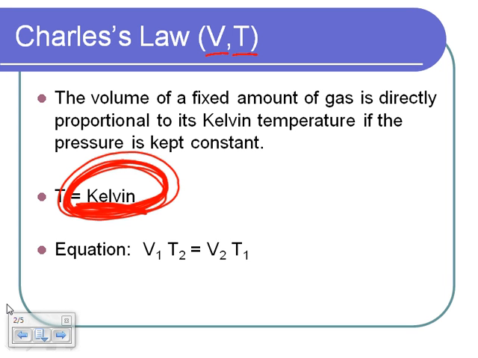The equation that we use is V1 T2 is equal to V2 T1. So the initial volume times the final temperature is equal to the final volume times the initial temperature. Again, we can use V's and V primes if we want: V times T prime is equal to V prime times T. Either way, it doesn't matter. We can use letters or numbers, anything, as long as we know there's a difference between the initial and the final.